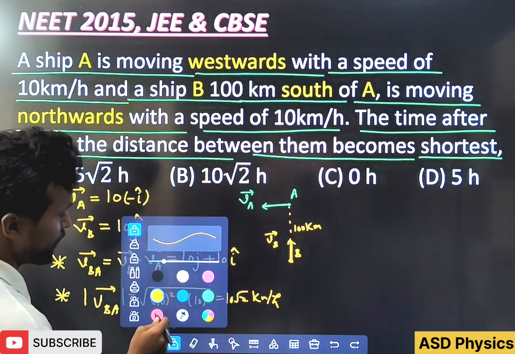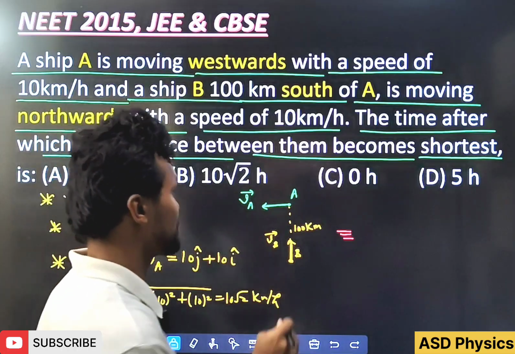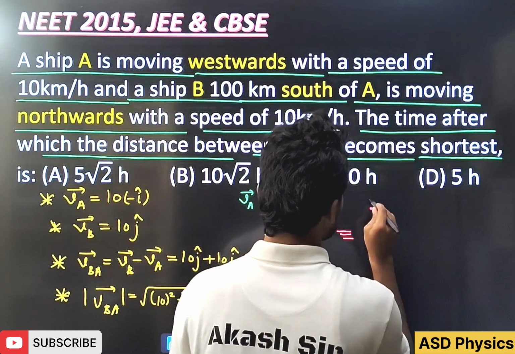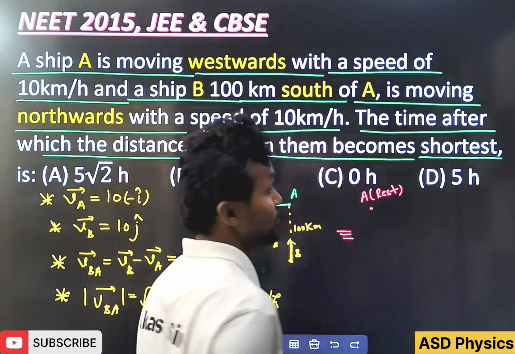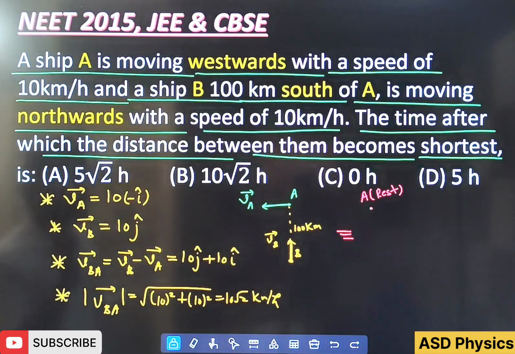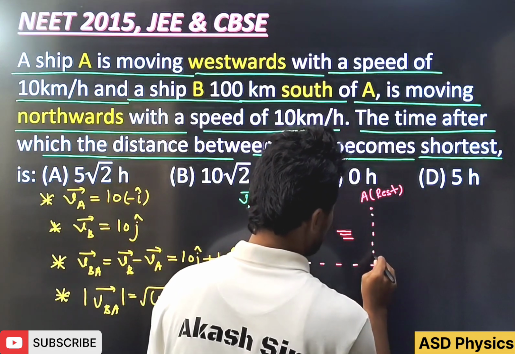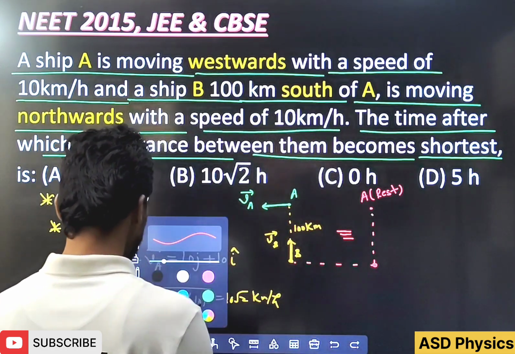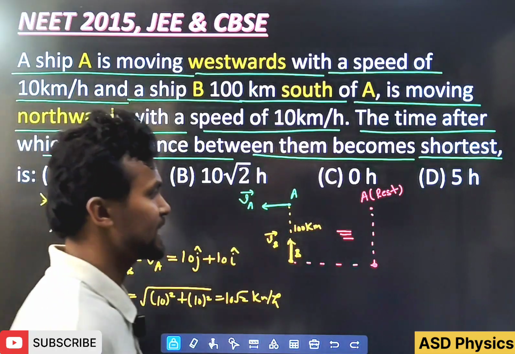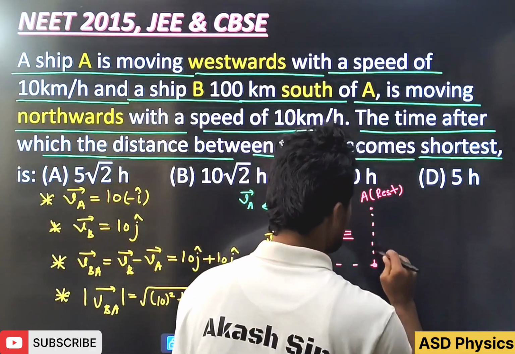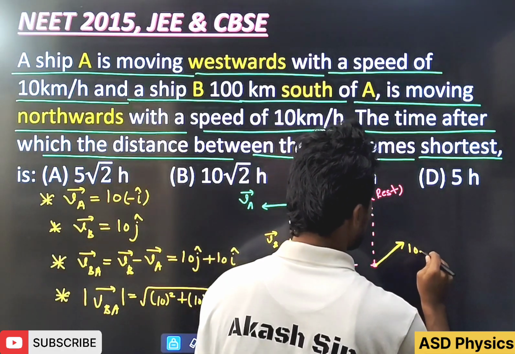Now we are going to draw one equivalent situation. According to the equivalent situation, ship A is in a rest situation, because everything we have calculated is with respect to A only. Now this B is moving in the direction 10 J cap plus 10 I cap. You can see this is 10 I cap, this is 10 J cap, and this is the resultant direction.